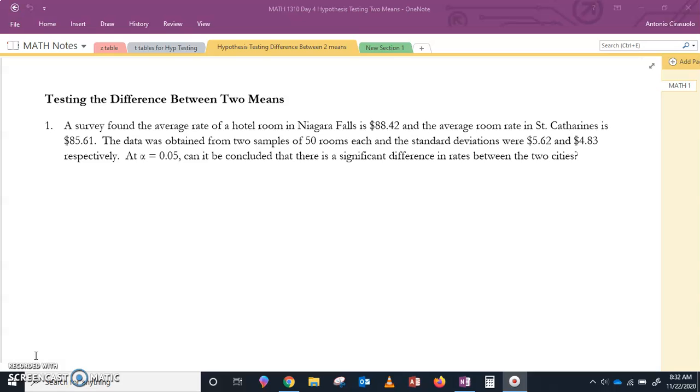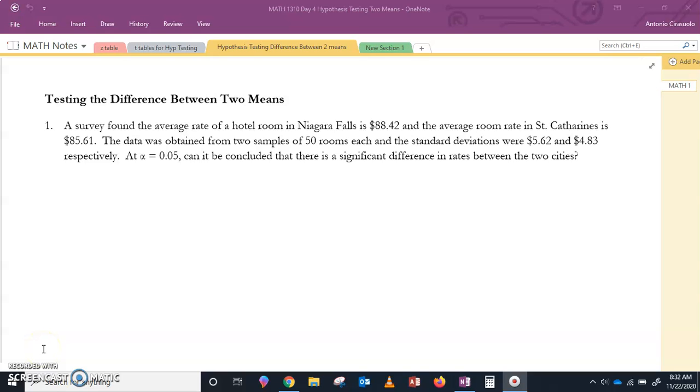The method used is very similar to dealing with hypothesis testing for large and small sample size. But this time, the hypotheses are a little different because we are going to include two means in the statement. Let's take a look at the first example.